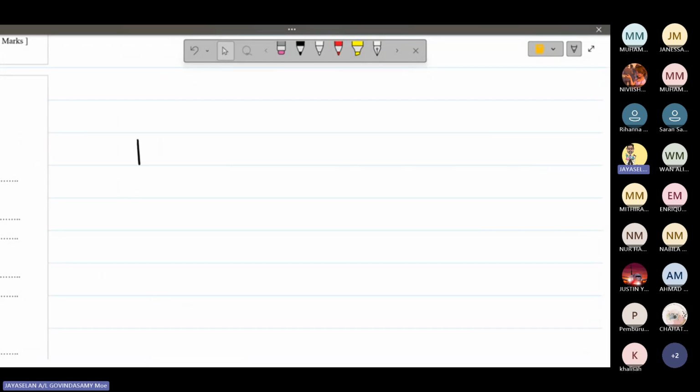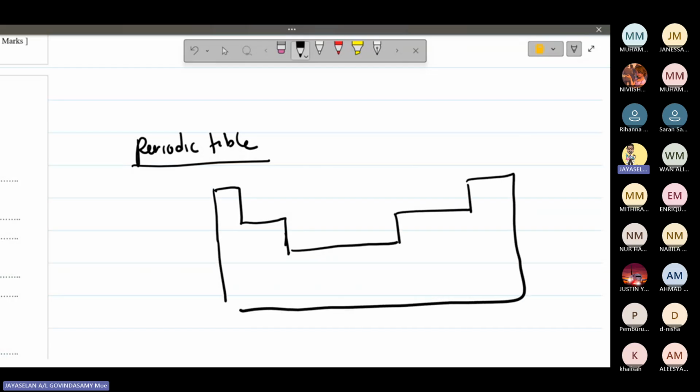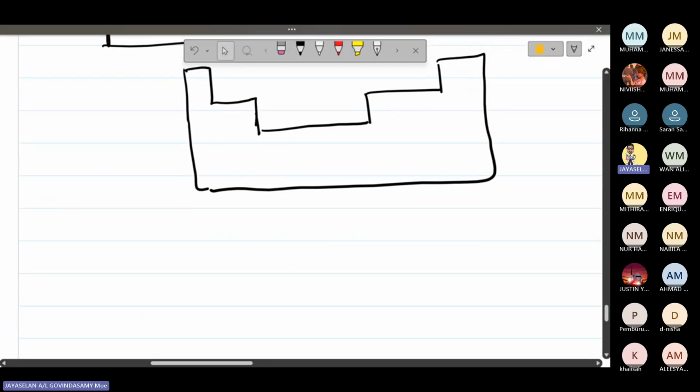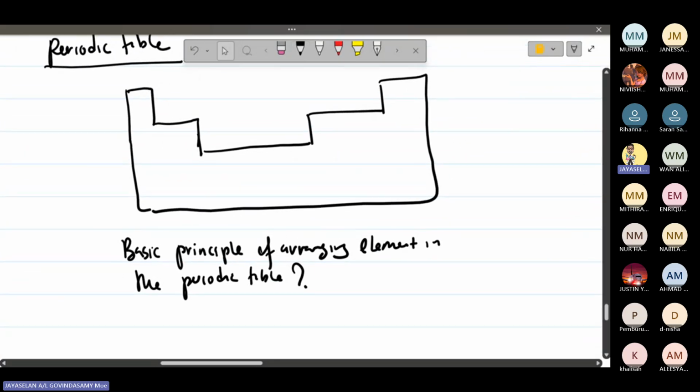Okay guys, one question only, sebelum I go. Periodic table. There's one question I want you to remember. Okay, last question. In the exam, if they give you the periodic table, the first question they will ask is, what is the basic principle of arranging elements in the periodic table? This one you already learned in Form 1 Science, Form 1 Chapter 4.